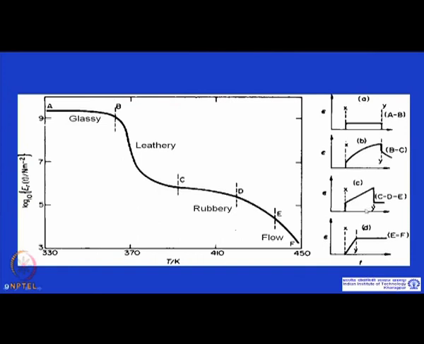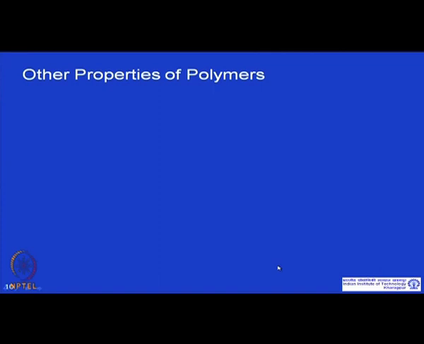A similar thing can be shown in case of strain rate. With higher strain rate, it will behave more elastic, and at very slow strain rate, it will be close to a perfect viscous, and at intermediate strain rate, it will show viscoelasticity.